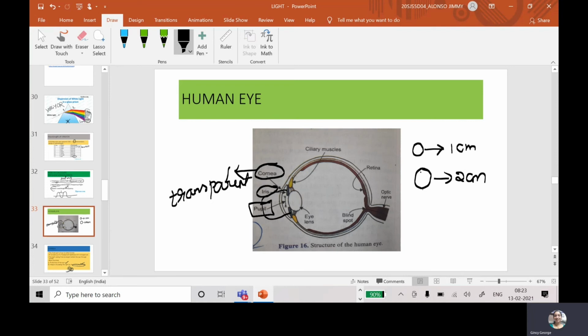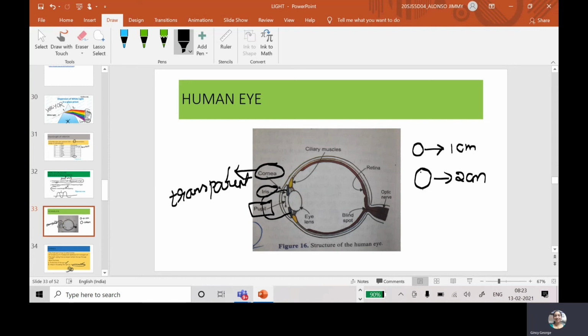If it is directly entering without the controlling of the pupil, what happens? That's the reason when you're facing any bright light, automatically you have the temptation to close or reduce the pupil size by the iris. That is an automatic action.